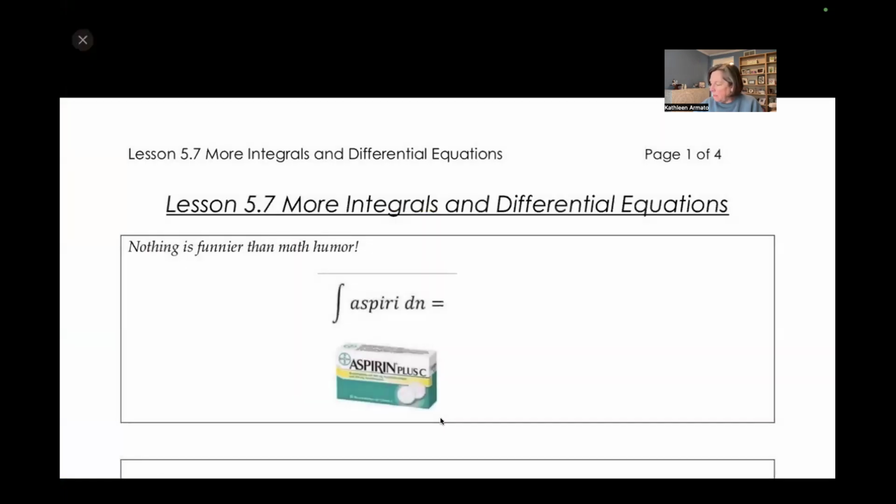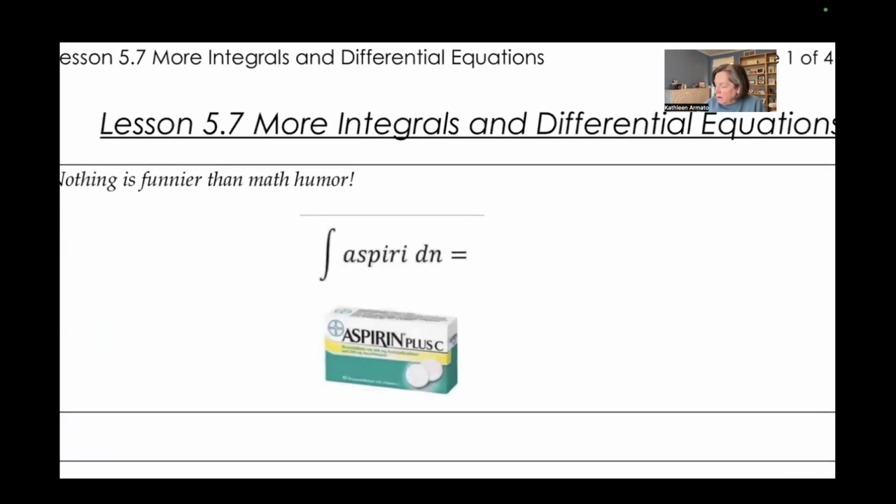There we go. Okay, so we're going to look at some more integrals and the idea of what we call a differential equation. Starting with a little joke here.